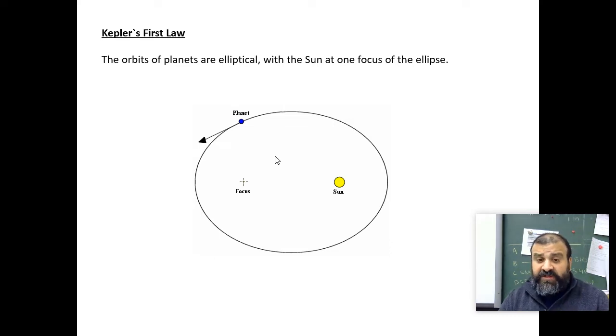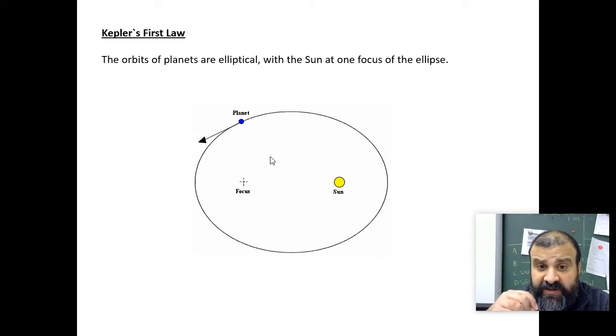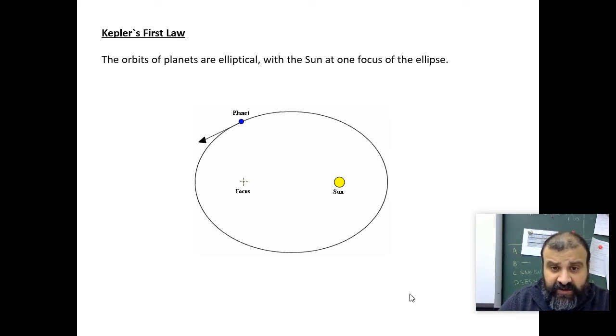So Kepler's first law is very simple. It states that orbits of our planets are elliptical, with the sun at one focus of the ellipse. So they're not perfect circles. In this diagram here, you can see the sun at one focus. The major axis would be here. The minor axis would be here. And the planet is orbiting around. And there's an empty focal point.